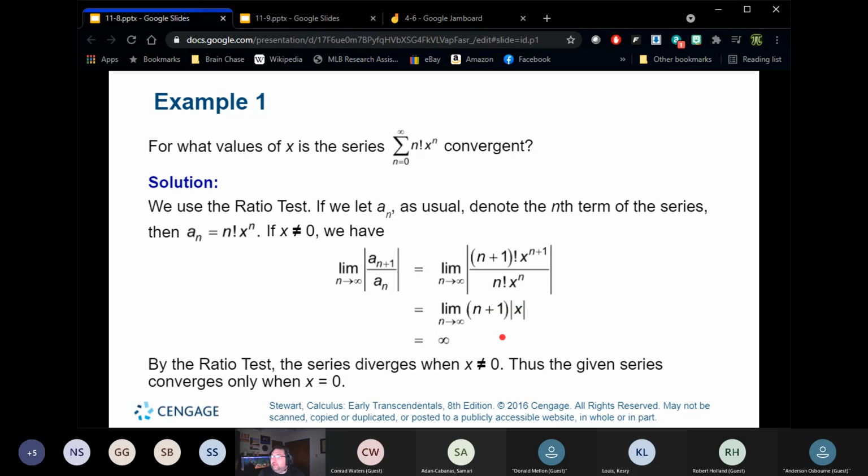Now for this one, as that n goes to infinity, this whole function is going to infinity. So by the ratio test, this series is going to basically diverge everywhere except where x is 0. The only time it's going to converge would be x equals 0, because 0 times anything is going to be 0. So it would converge to 0 at that point. So this one diverges when x is everything except for 0. So it only converges when x is 0.